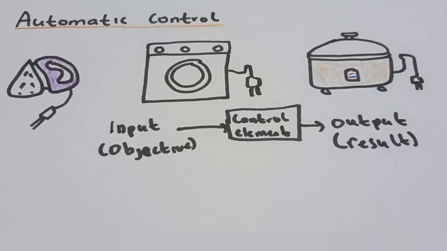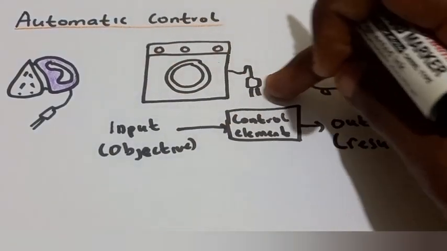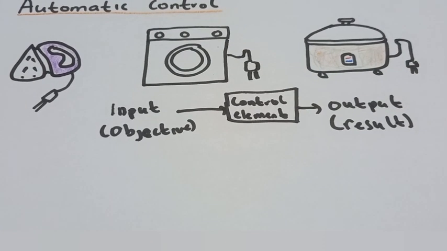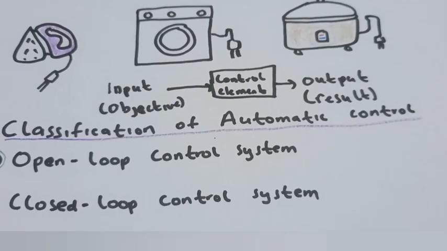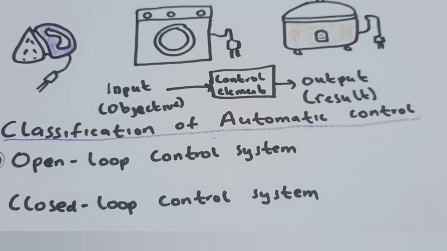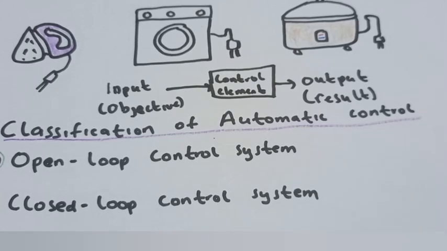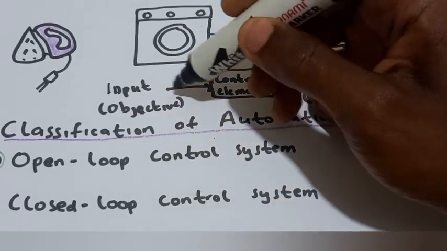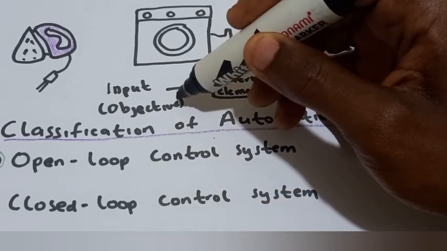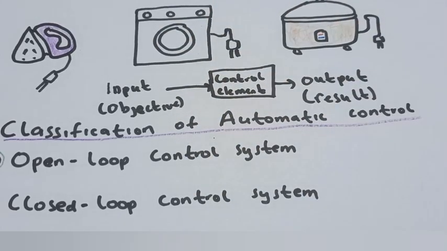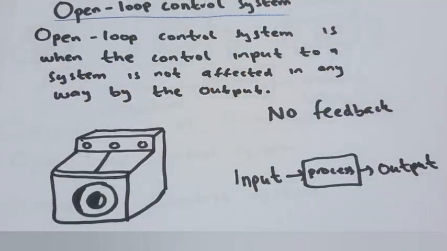So then we have classifications of these control systems. The first one is the open loop control system. The open loop is the system in which the control input to the system is not affected in any way by the output.